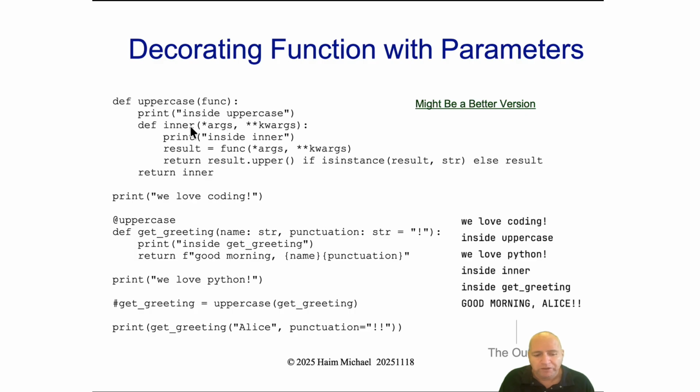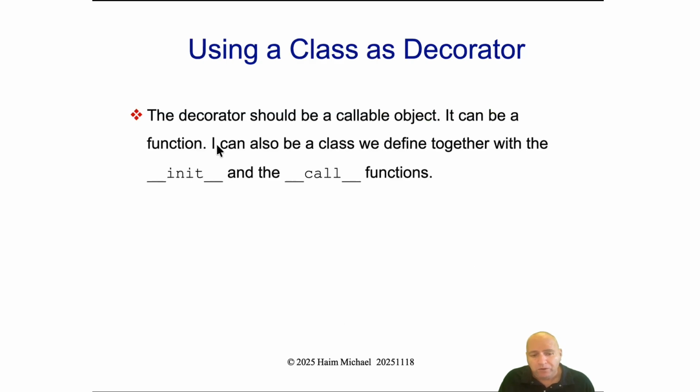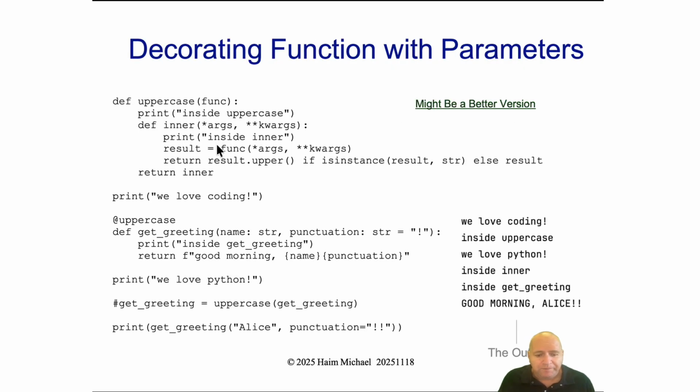So from now on, when getGreeting is invoked, the inner function is invoked instead. And the inner function is defined in such a way that it will invoke the decorated function, in this case getGreeting, and do something with its output. In this case, simply turning each letter into a capital letter. So as you can see, you can decorate a function with parameters. It doesn't have to be decorating a function without parameters.